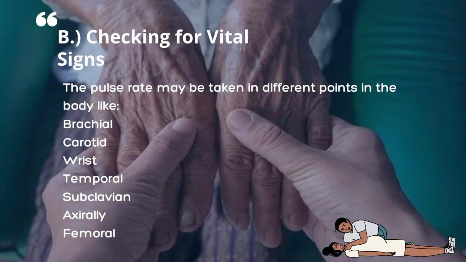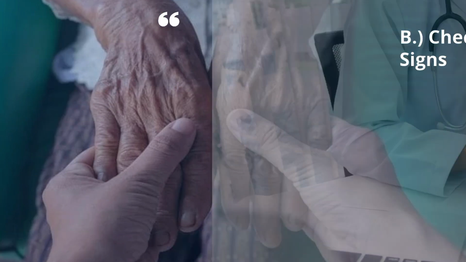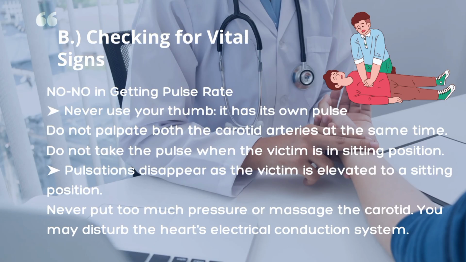B. Checking for vital signs. Pulse rate. The pulse rate may be taken at different points in the body like brachial, carotid, wrist, temporal, subclavian, axillary, and femoral. Notes in getting pulse rate.